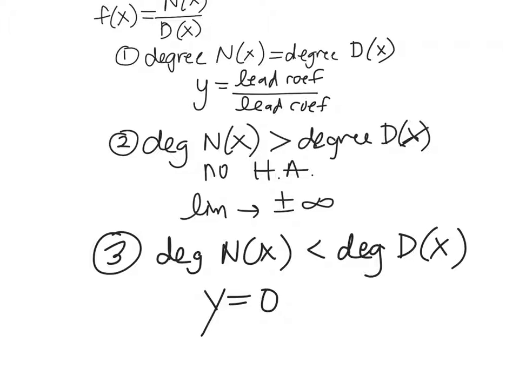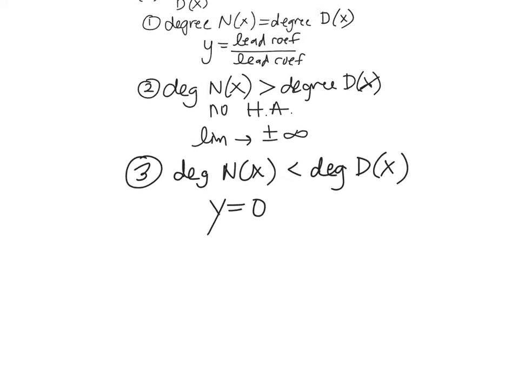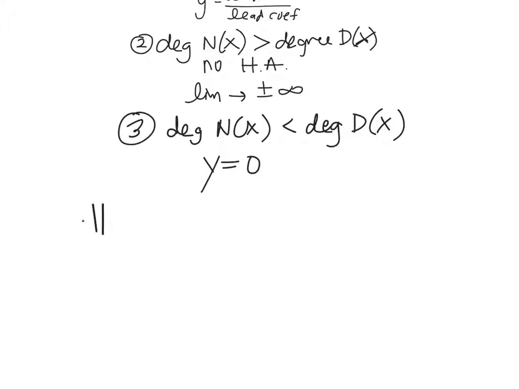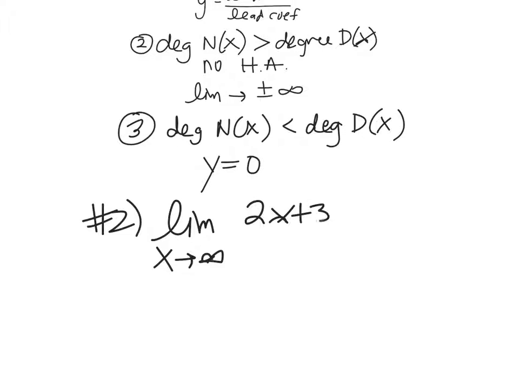Okay, so let's do a couple. Number 2, let's find the limit as x goes to infinity for 2x plus 3 over x squared minus 1.